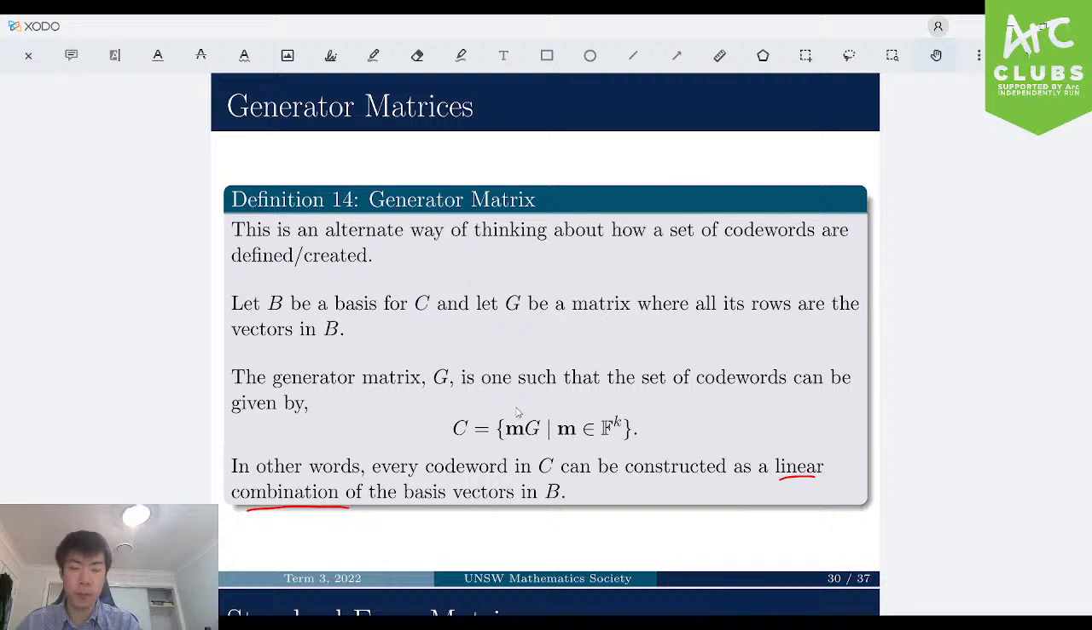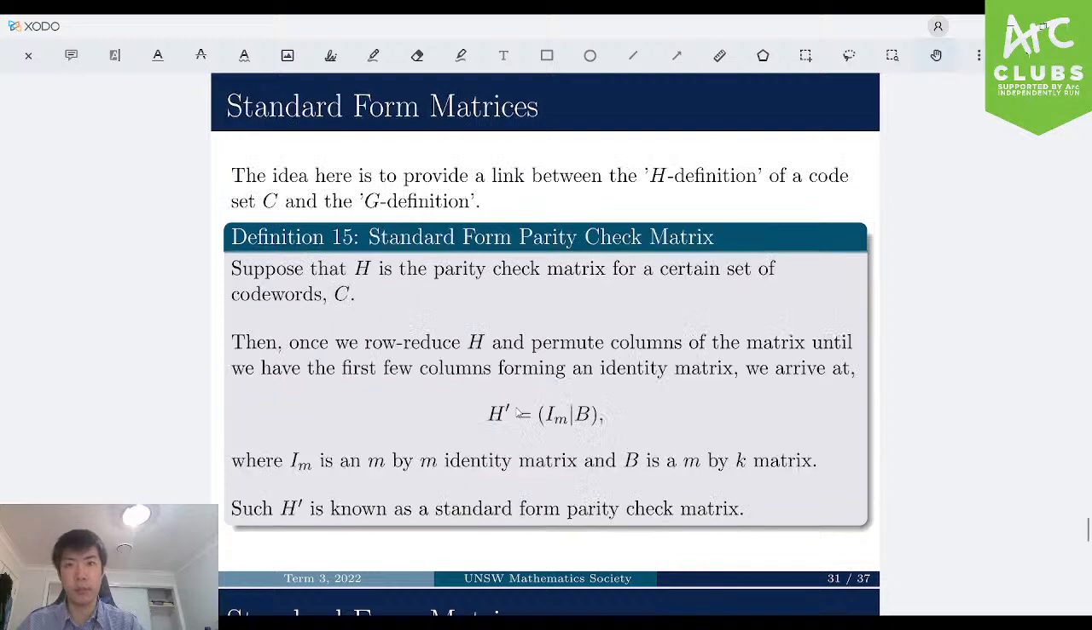It's just by definition, so don't worry too much if it doesn't fully make sense. But just by definition, if we have a matrix where the linear combinations of the rows form all of the code words in C, then you have a generator matrix called G.